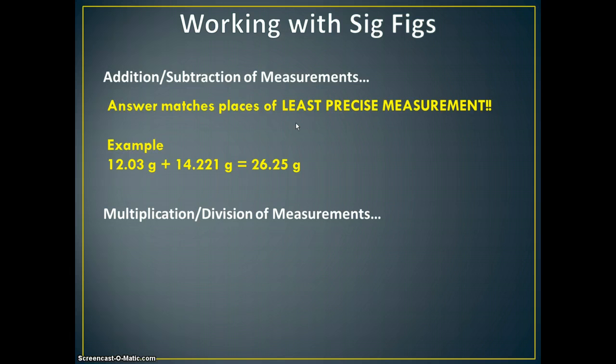An example of this is to take 12.03 and add it to 14.221. If we look at the 12.03, we guessed in the hundredths place.